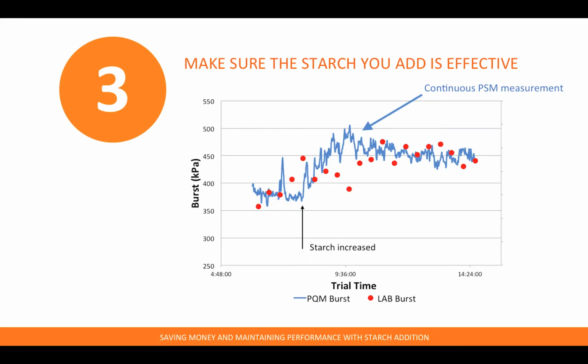The third thing you can do is make sure the starch you add is effective. And the way we can do that is by monitoring it continuously. The PSM4 continuous stiffness measure sits on your machine, and every second of every day it measures the quality of your paper. Here's an example of a comparison between burst by continuous PSM measurement and a lab burst which is taken top of reel. And you can see that the information is much greater for the continuous measurement, as you'd expect.